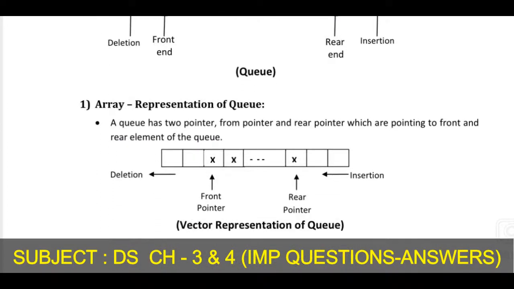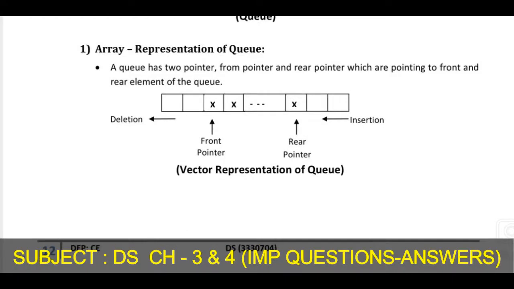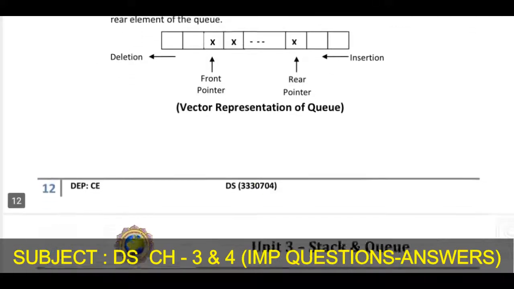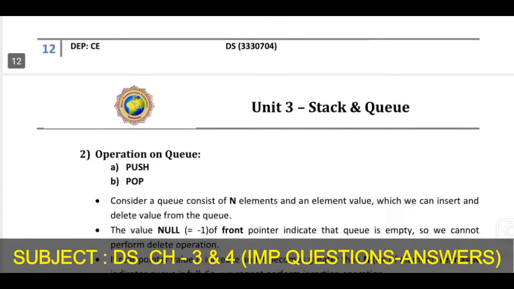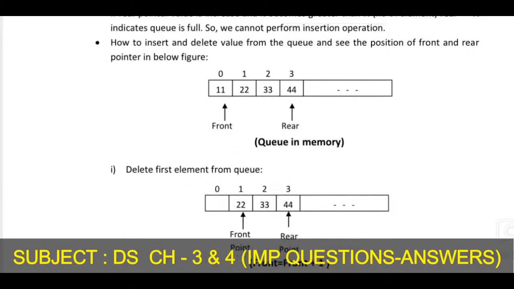Here is the array representation of Q. Here there are not two types of array representation, vertical and horizontal, but the combination of both vertical and horizontal makes one vector representation of Q. Then operations on Q. So here are the push and pop operations on Q.